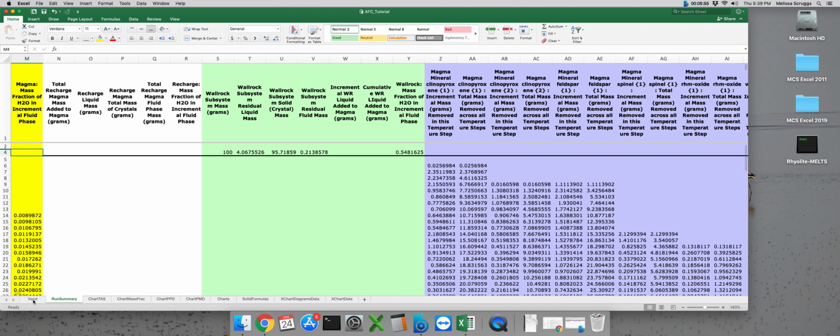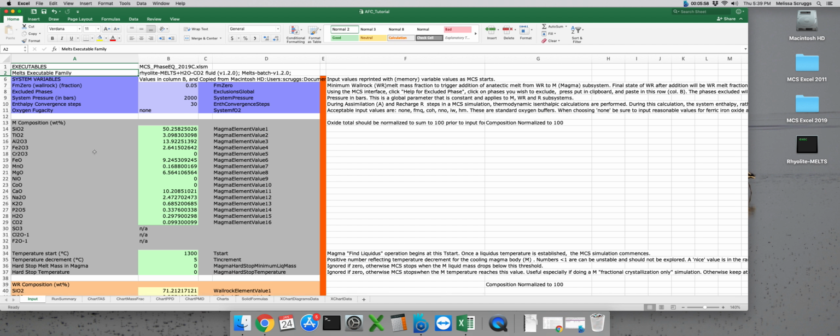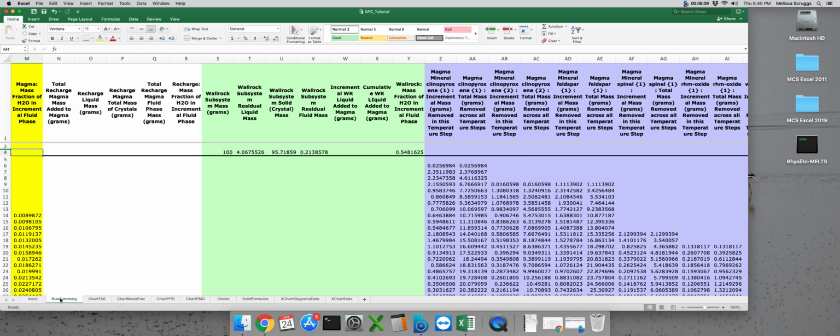We can go back to the input tab to check what our input conditions were, and it looks like we had our FM0 set at 0.05, or 5% of the wall rock. The conditions of the wall rock at FM0, or when it's 5% liquid, are given in row 4 of the Run Summary tab. We can see that our FM0 occurs when the wall rock temperature is at 750 degrees. At this temperature, there's 4.0675 grams of liquid accumulated in the wall rock subsystem.